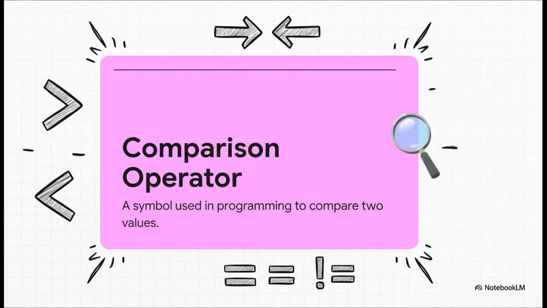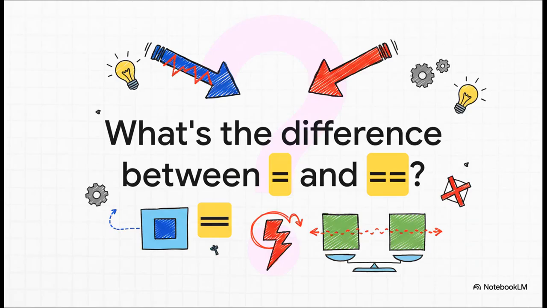And that's their official name, comparison operators. All they are are symbols that let you compare one thing to another. It's really that simple. Okay, before we go another step, we have to talk about this. This is probably the number one thing that trips up new programmers. The single equal sign versus the double equal sign. They look almost the same, but they do completely opposite jobs.